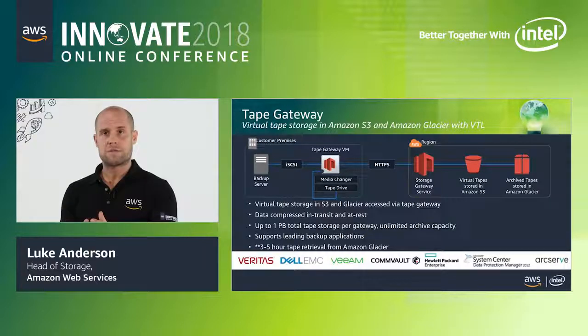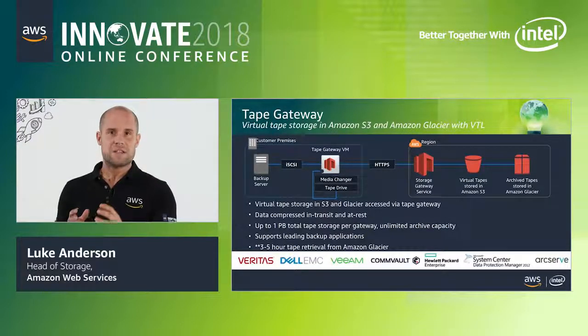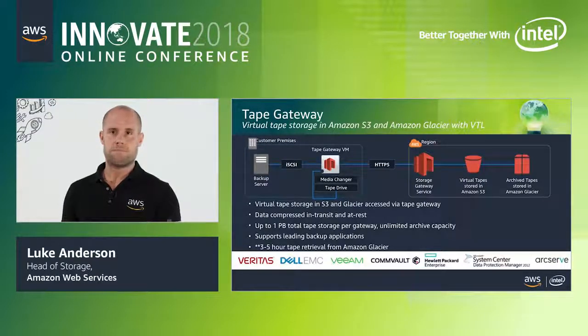If you export a tape out of the library, the data gets lifecycled automatically to Glacier as an archive, similar to how you would do this with your traditional backup software. So it's the same workflow that you have today for writing tapes and managing tapes, but using AWS.